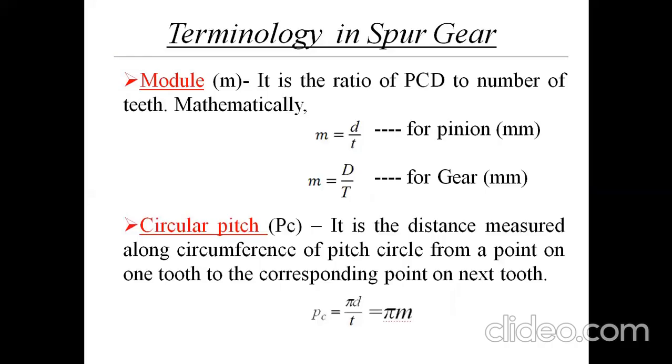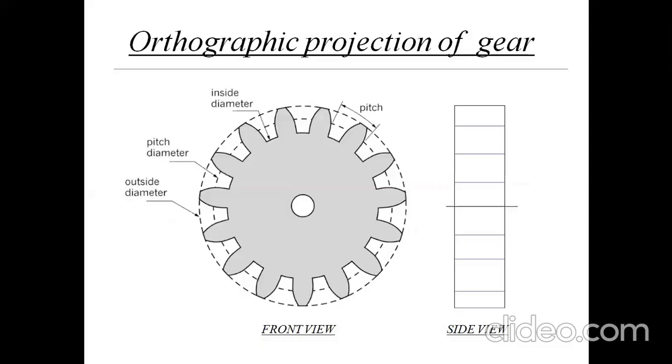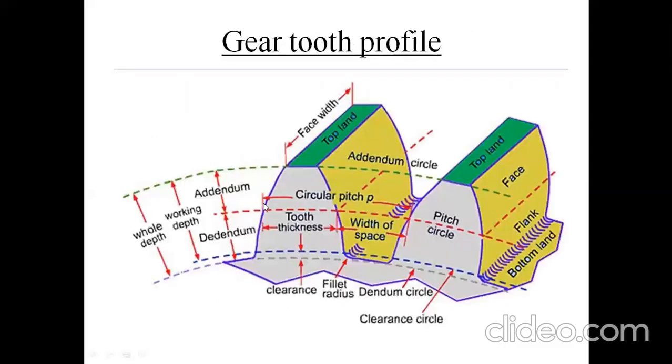Next is circular pitch, and it is denoted by Pc. It is the distance measured along the circumference of the pitch circle from a point on one tooth to the corresponding point on the next tooth. Here you can see circular pitch. If you consider this point on one tooth, it is measured along the pitch circle, so it is not a straight line, it's a circular line.